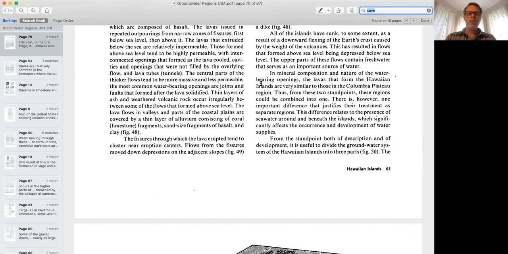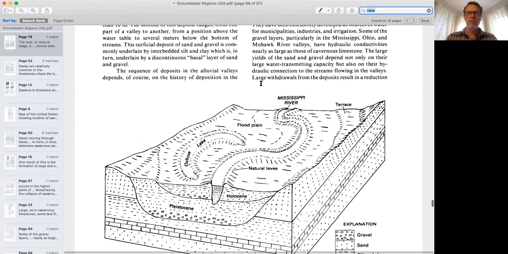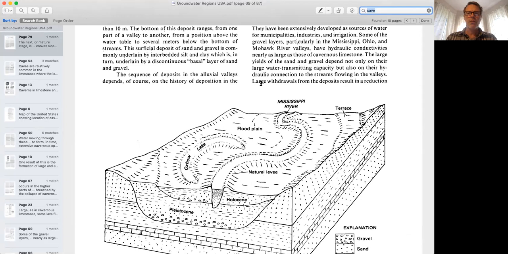So there are limestones all over the US, and it's those caves and karst features that do such a good job of storing and transmitting water. Okay, so that's the end.